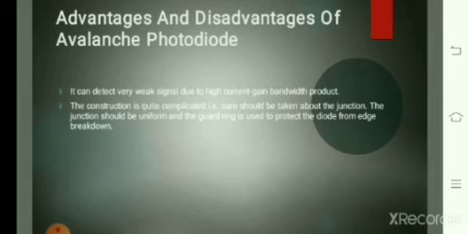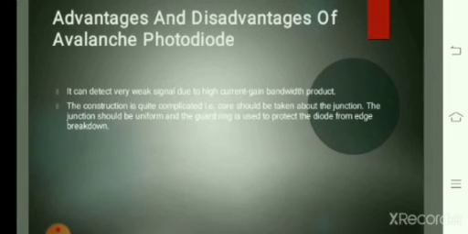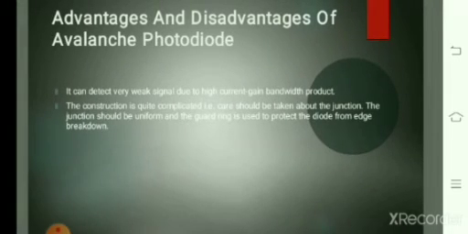Advantages and disadvantages of avalanche photodiode. First of all, the advantage of avalanche photodiode. The main advantage is its internal gain, which can be 100 or higher. This enables the avalanche photodiode to be used in low light level applications.